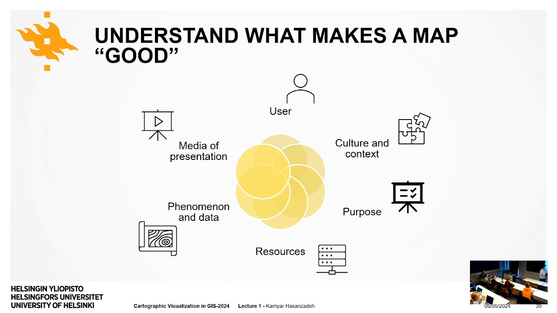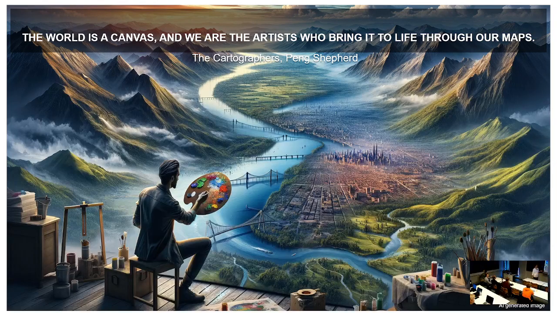That's important. The purpose of the map affects what kind of map you should make. The culture and context, which I mentioned already, are important to many choices you make regarding your map. And the users, the media of presentation: is the map going to be printed, or is it going to be a web map or on a website? And of course, what are you mapping? Are you mapping the altitude of places, or is it a map of, I don't know, places in Helsinki, urban areas? This affects some of your choices.